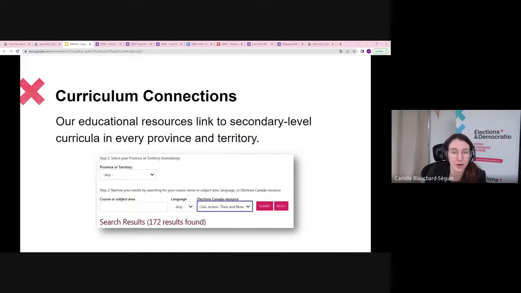Now, if you are wondering what resource might fit into your classroom, which one is linked to your curriculum, we have looked at every curriculum across the country to see where it fits. So you can do a search on our Curriculum Connections tool. You can search by province, by course, by subject area, language, or resource. So you would get something that is linked to the curriculum for your specific classroom.